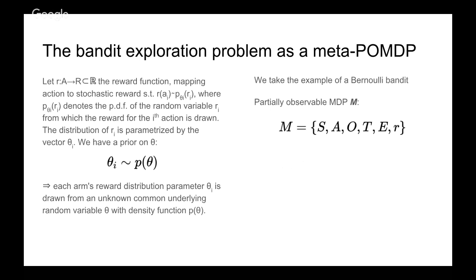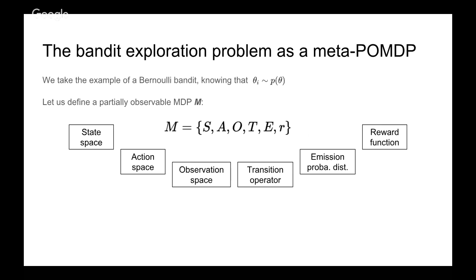Then based on that, we are going to define a partially observable Markov decision process. A POMDP is defined by those 6 things: a state space, an action space, an observation space, a transition operator, an emission probability distribution, and a reward function. But that POMDP doesn't represent the bandit problem. It represents our reasoning about it.